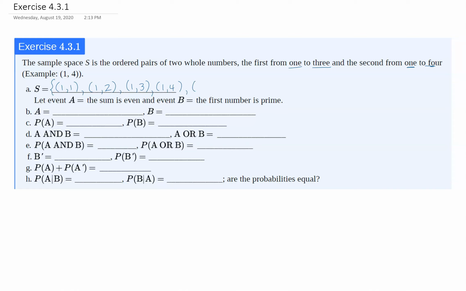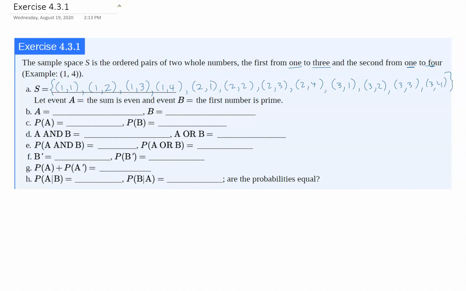And now let's change that first number. We've done all the ones that start with 1. Let's now write them that start with 2. So again, moving that second number: (2, 1), (2, 2), (2, 3), (2, 4). And that first number goes up to 3, so we need one more set that looks like the others, except the first number is different: (3, 1), (3, 2), (3, 3), and (3, 4).